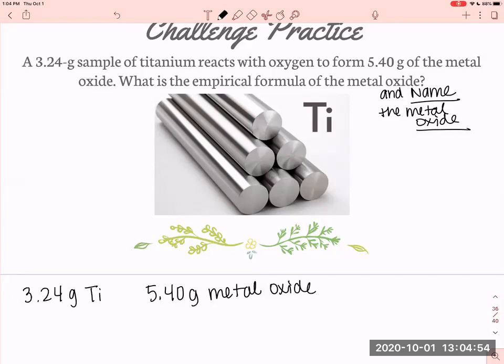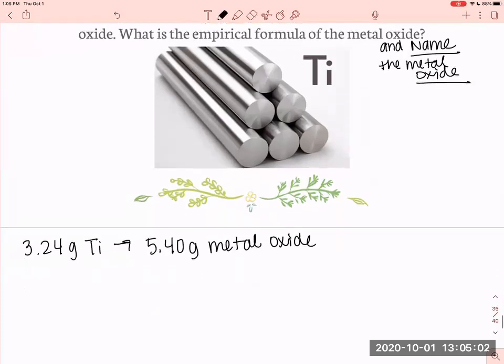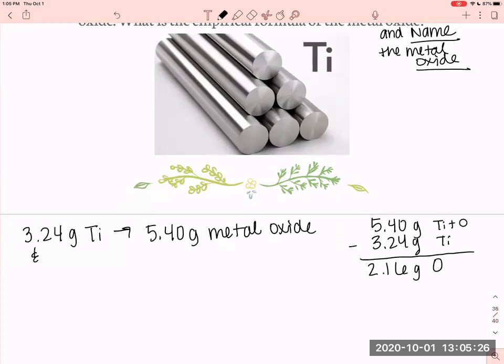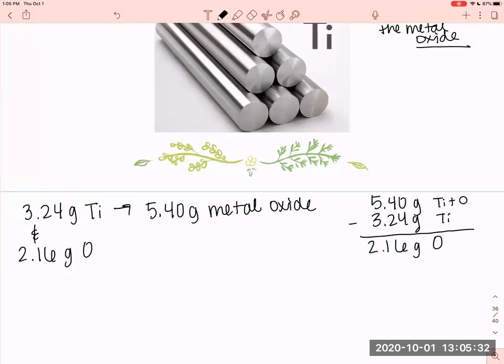So if this is the amount of oxide, how much oxygen did I put in? Well, the amount of oxygen is going to be subtracting. If this is the amount of titanium plus oxygen minus the amount of titanium, well, if I subtract those, then I get the amount of oxygen. That's why this is more of a challenge problem, because you really have to read into what you are doing. So now I really have what I need for my starting amounts, which is my 2 elements.